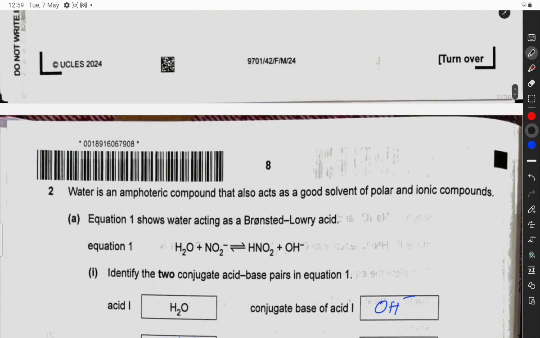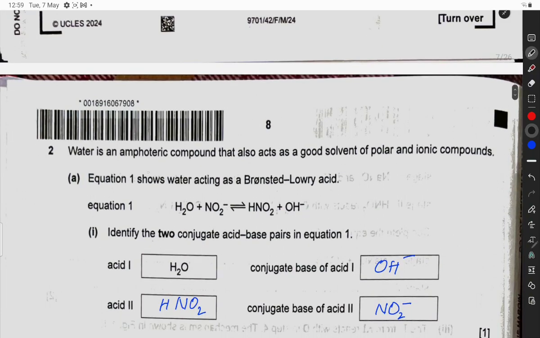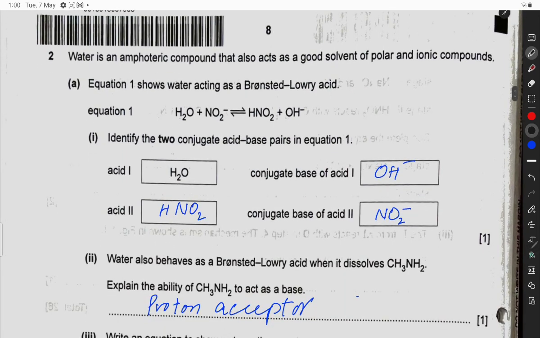Question number 2. Water is an amphoteric compound that also acts as a good solvent of polar and ionic compounds. Equation 1 shows water acting as a Bronsted-Lowry acid: H2O plus nitrite ion, NO2 negative, forms HNO2 plus OH negative. Identify the 2 conjugate acid-base pairs in equation 1.